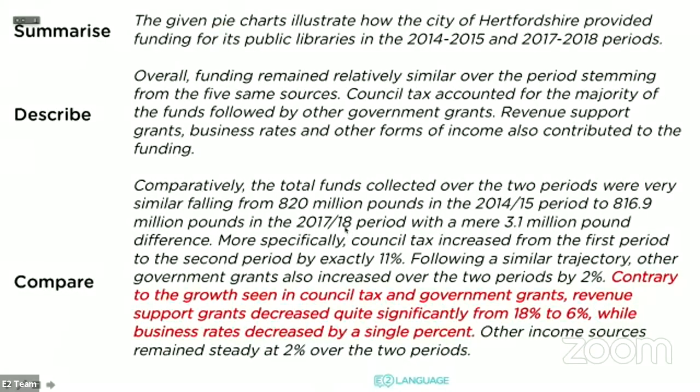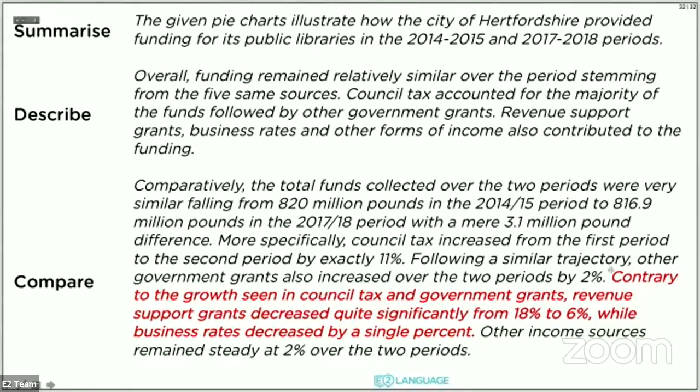Please have a look here. I said, contrary to the growth seen in council tax and government grants, comma, revenue support grants decreased quite significantly from 18% to 6%, while business rates decreased by a single percent. So I've actually done three things here. Let's have a look at what I've done because it's kind of clever and this is what you need to do. So first of all, I've linked my new sentence to the previous information.